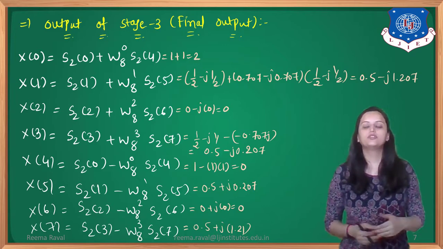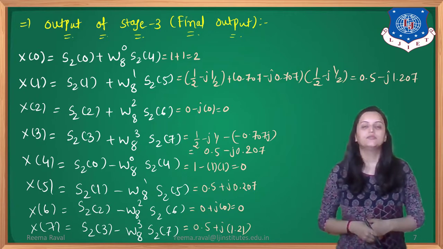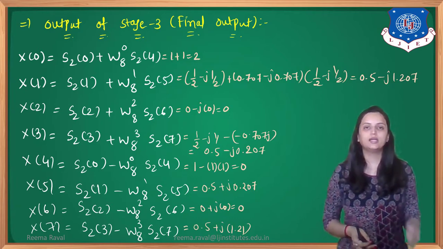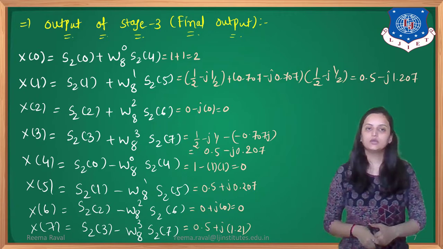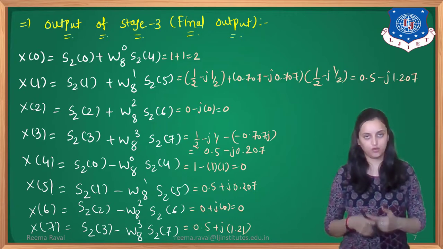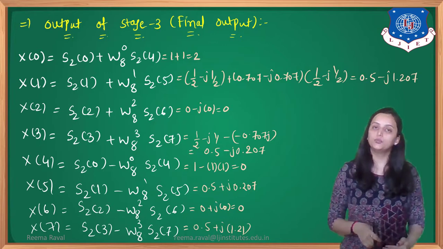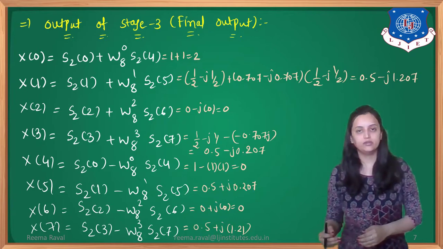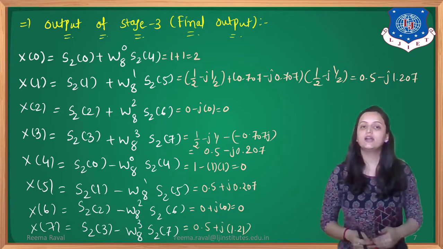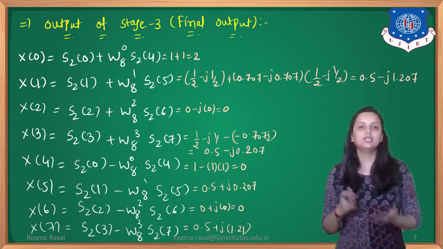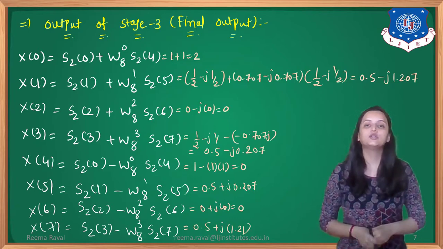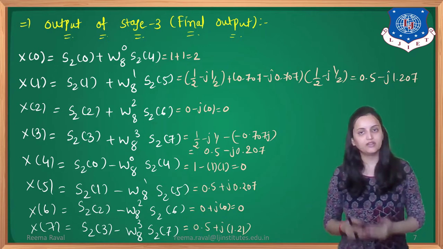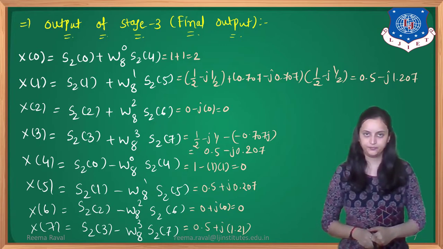So we get the final output, starting from x of 0 to x of 7, where x of 0 equals S2 of 0 plus W8^0 times S2 of 4, that is equal to 1 plus 1, which equals 2. Then x of 1 equals S2 of 1 plus W8^1 times S2 of 5, where S2 of 1 is the output of stage 2, that is 1/2 minus j 1/2, plus (0.707 minus j 0.707), which is the value of W8^1, multiplied with S2 of 5, whose value is 1/2 minus j 1/2. Simplifying this equation, we get the value 0.5 minus j 1.207.